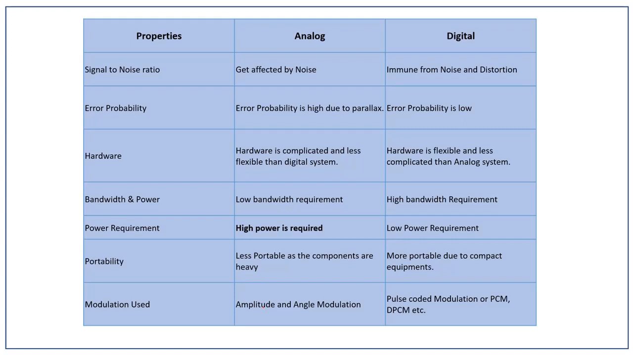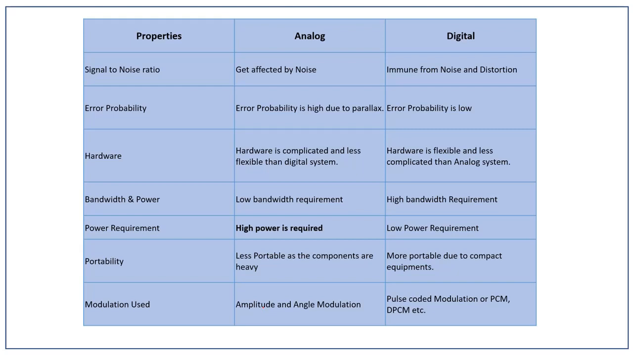As you can see here, digital communication is immune to noise and distortion, because at the receiver end what really matters is whether we receive the signal or not, and all the noise which comes in between is ignored at the receiver end. Therefore, the error probability is very low in digital communication, and it can make a good prediction of which signal is being received. And the hardware is flexible and less complicated than the analog system.